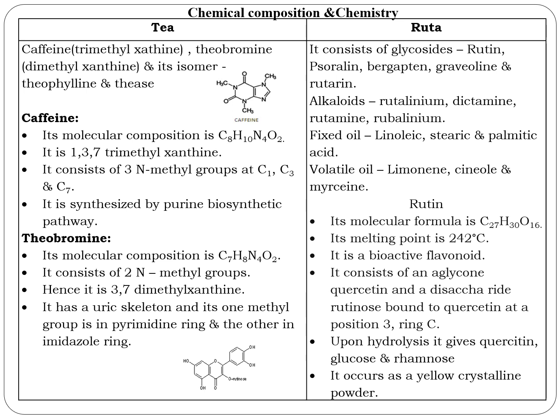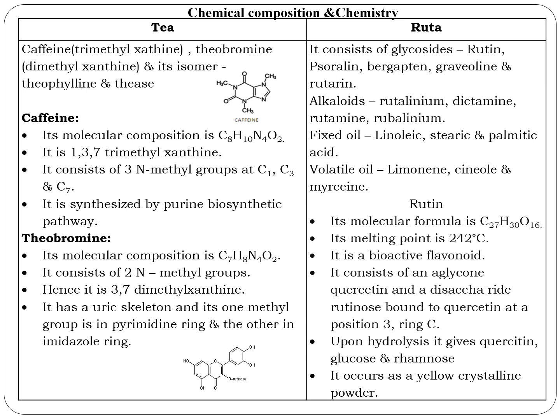Whereas coming to theobromine, its molecular composition is C7H8N4O2. It consists of two N-methyl groups. Hence, it is 3,7-dimethylxanthine. It has a purine skeleton and one methyl group is in the pyrimidine ring and the other in the imidazole ring.